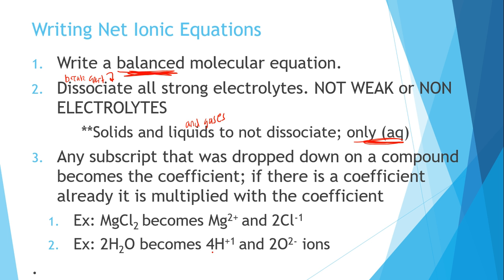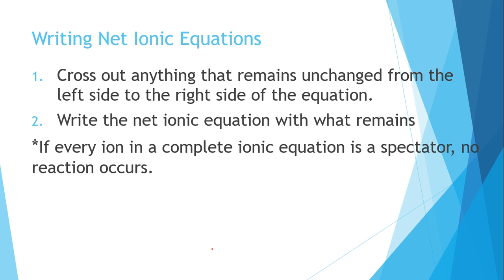This gets a little confusing, so I'm going to do an example, and hopefully you follow along. Again, if you don't, please make sure that you ask. Once you've split it apart, then you cross out anything that remains unchanged or is the same from the left to the right side of the equation, and then whatever remains is going to be your net ionic equation. If for some reason every single thing crosses out, no reaction occurs. Again, another way you can know if a reaction occurs or not is if you do not have a solid, you do not have a reaction for precipitation.